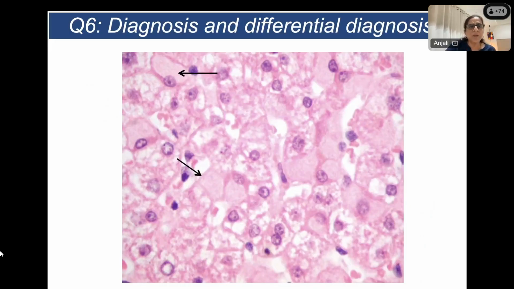So the question here is, what is the diagnosis over here and what is the differential diagnosis? Can anybody answer? This is a very simple slide. Yoshita, would you like to answer? Concentrate on the hepatocytes towards the arrows, both the arrows. Ground glass hepatocytes. Very good.